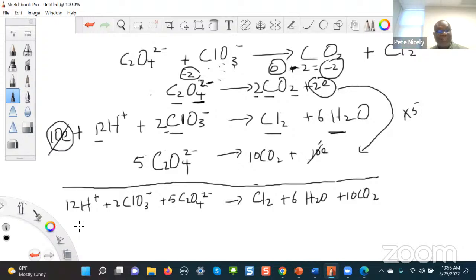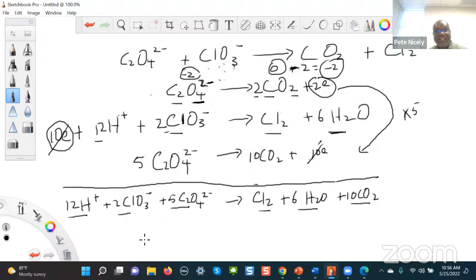But again, let's check to make sure everything is balanced, starting with the 12 hydrogens here, which balances with the 12 hydrogens here. We have 2 chlorines here, 2 chlorines here. And then for the oxygens, we have 6 plus 5 times 4 is 20. So that's 26 oxygens on the left. And here we have 6 plus 20, 26 oxygens on the right. And here we have 10 carbons. Here we have 10 carbons.